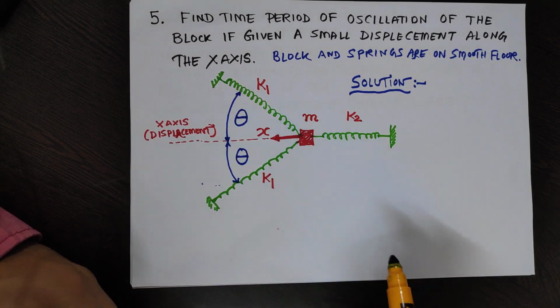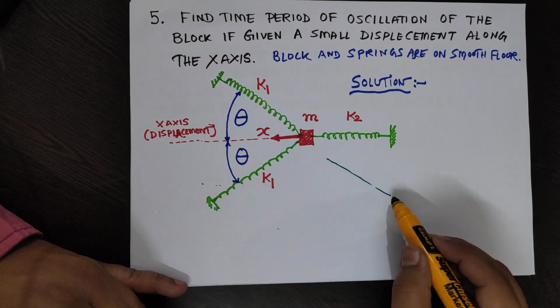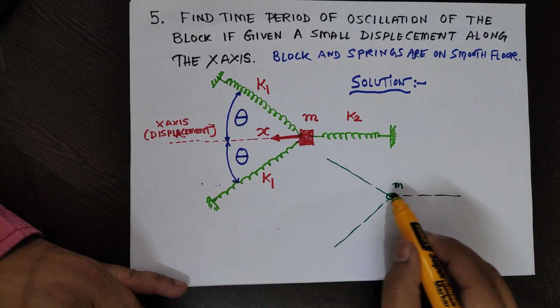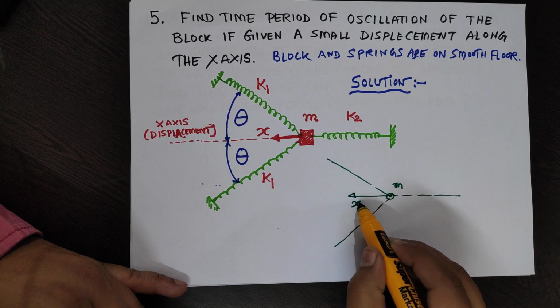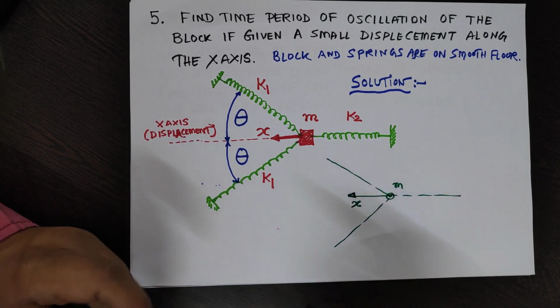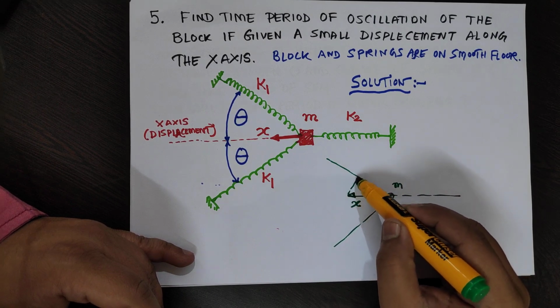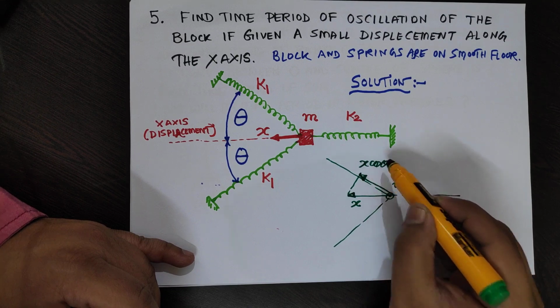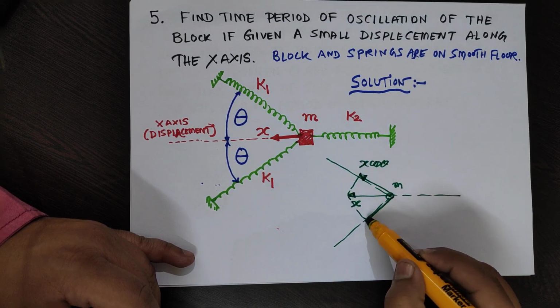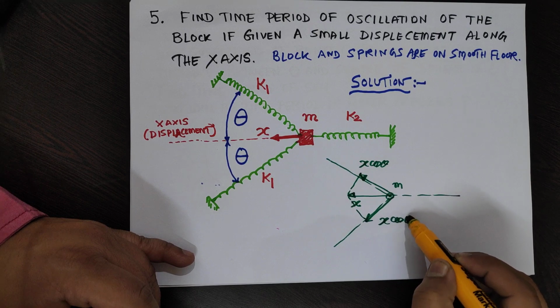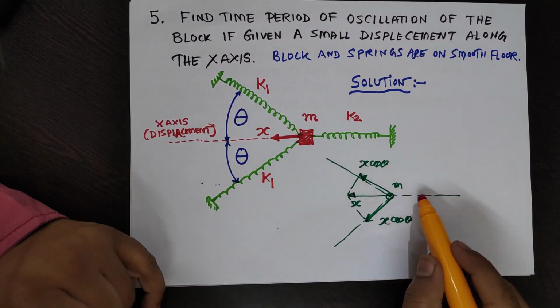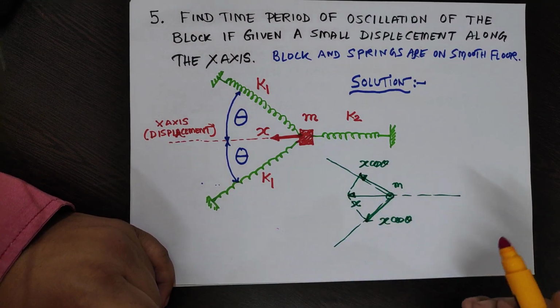Now if this is displaced by x, now let's draw another diagram, a rough diagram here. This is the block here. If the block is displaced by x, it is a small displacement, each of this angle is theta. So this spring is compressed by x cos theta, and this spring also is compressed by x cos theta. Now let's look at the forces acting. And what about this spring? This spring gets stretched by x only.